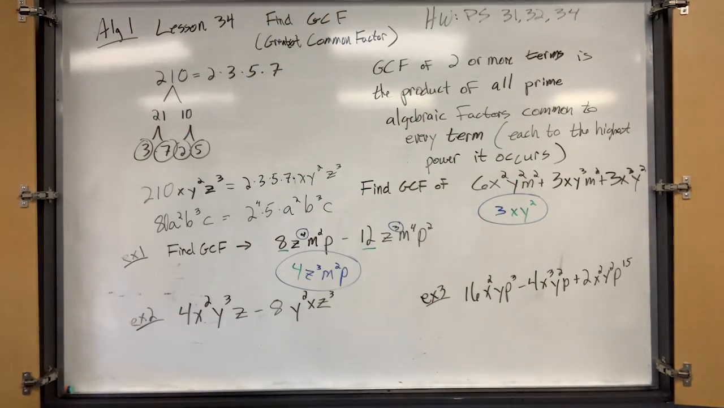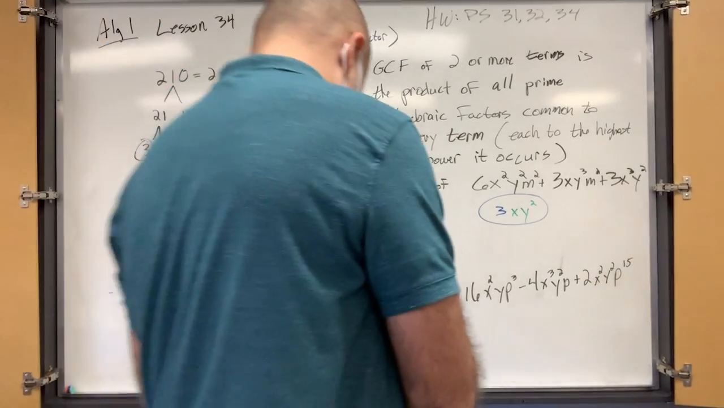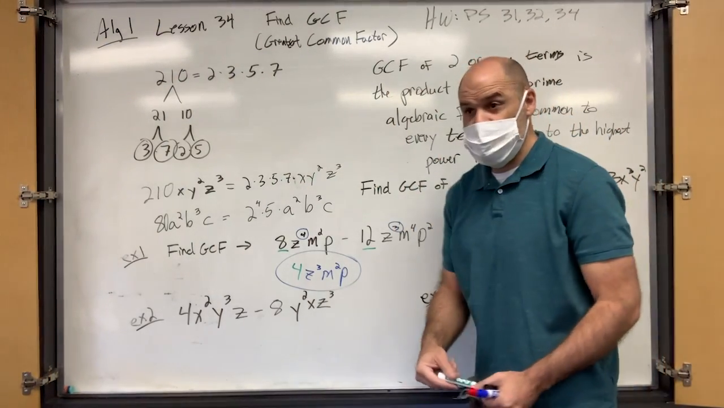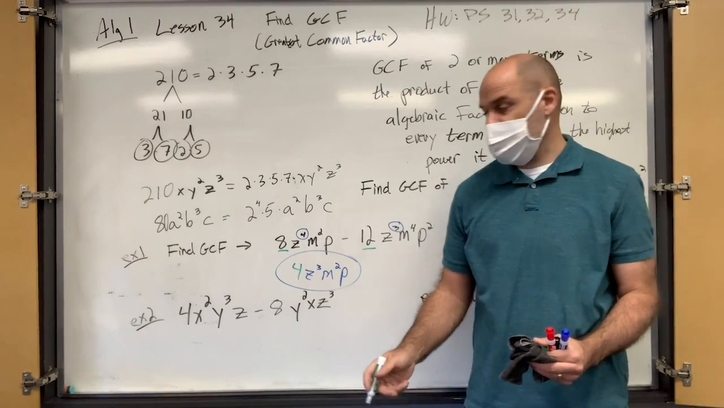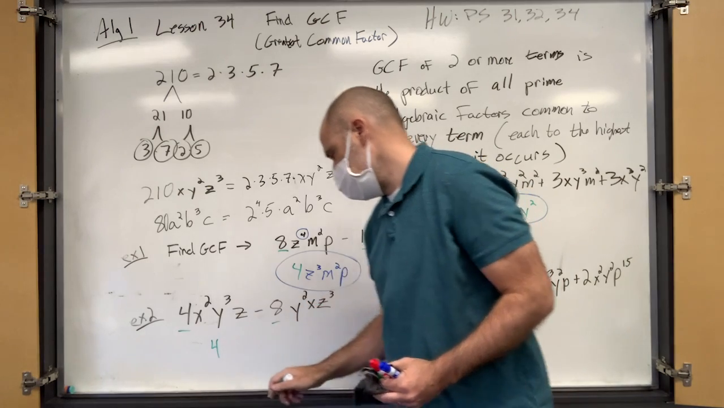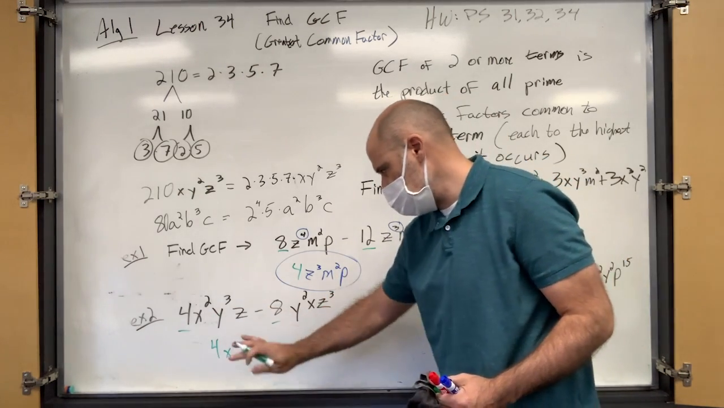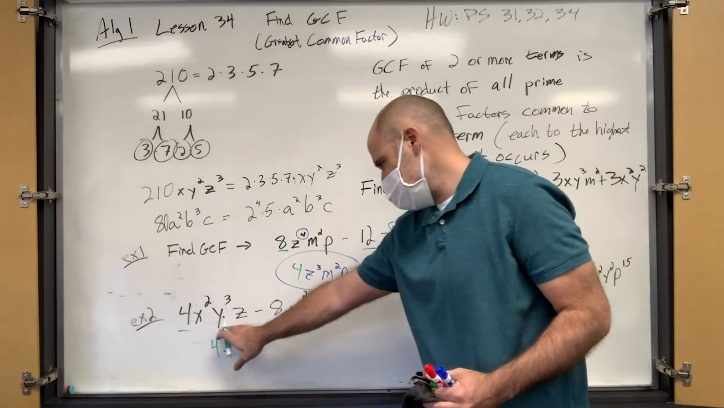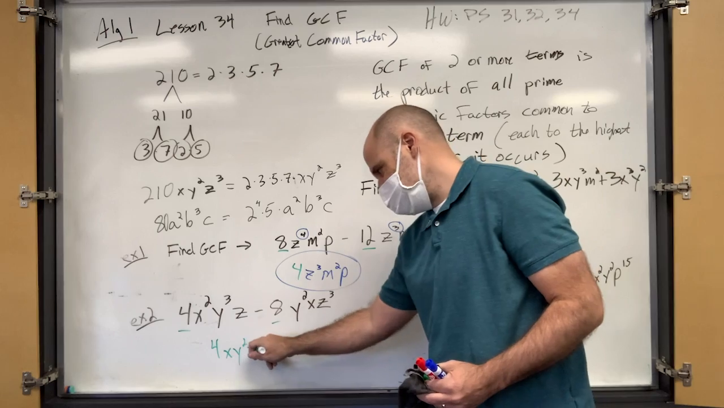Okay. Who's ready to give me a GCF for example 2? What'd you get for example 2? Eliana? 4xy to the second z. All right, so I'm looking at the x's. The smallest exponent I see is nothing, so just an x. The smallest y I see is a y squared. Smallest z I see is just a z.